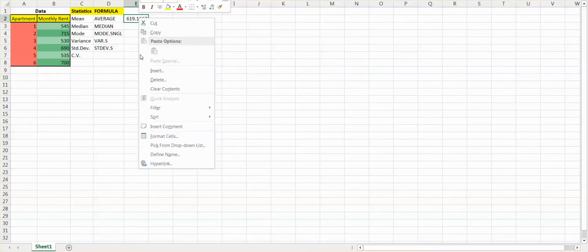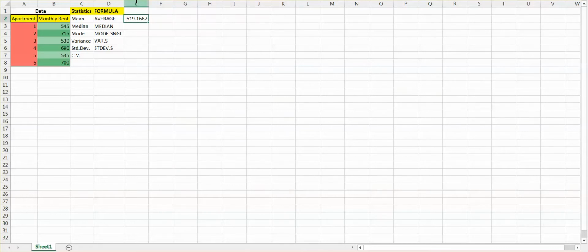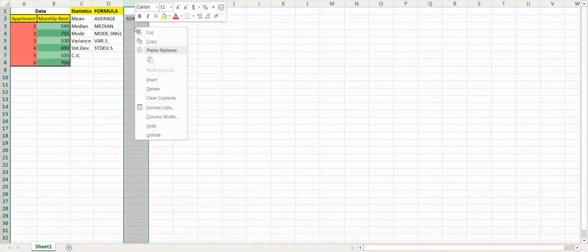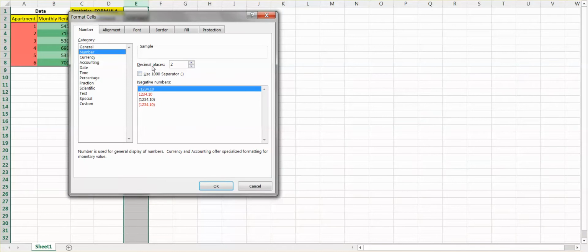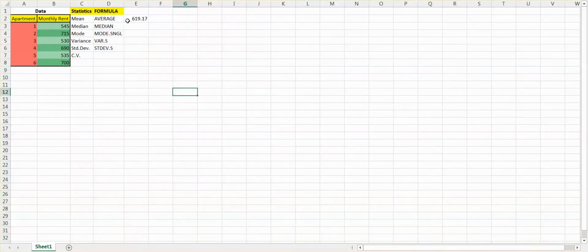If we only want to keep 2 decimals, what we can do is choose the E column and right click your mouse, so you will see different options. Choose Format Cells and then choose Number. The default setting is 2 decimals, and you click OK. Now you can see the change of the number. We only have 2 decimals now: 619.17.